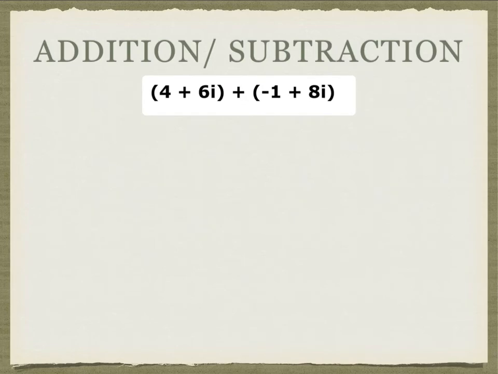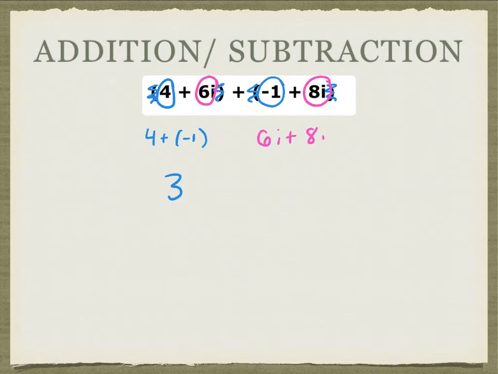So again, here we're adding, so we can ignore the parentheses. We have to combine our real numbers with real numbers, imaginary numbers with imaginary. So what are our real numbers here? 4 and negative 1. So what's 4 plus negative 1? 3. And then what are our imaginary numbers here? 6i and 8i. So what's 6i plus 8i? 14i. So that's our answer. 3 plus 14i.